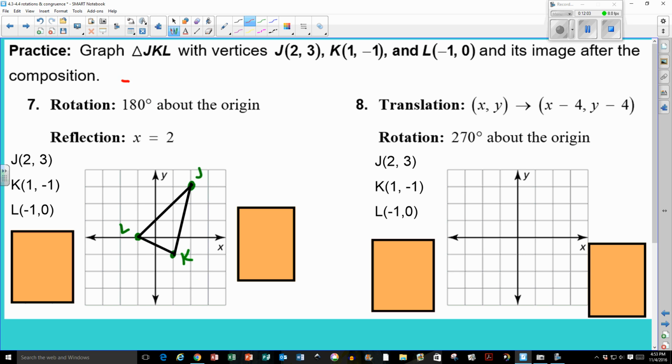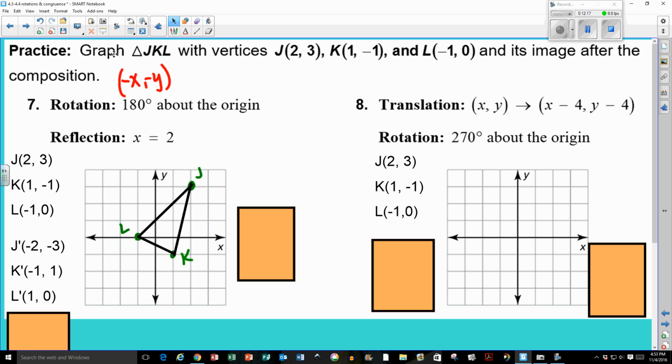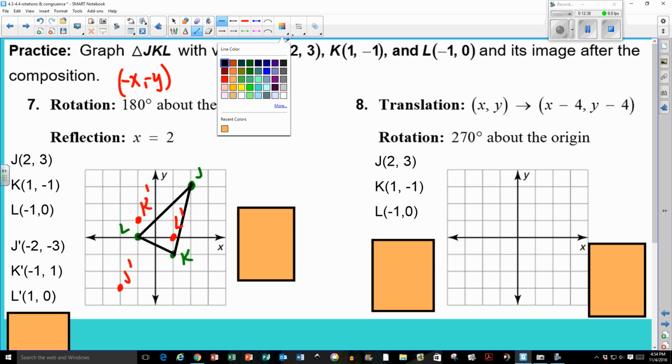All right, now the next one, they said to rotate 180 degrees. So to rotate 180 degrees, they stay in the same order, they just change signs. Basically, you keep them and change all their signs. So that makes it a little easier. So there's J prime. -1, 1. There's K prime. And 1, 0. There is L prime. So now I can connect these. So let's make this red.